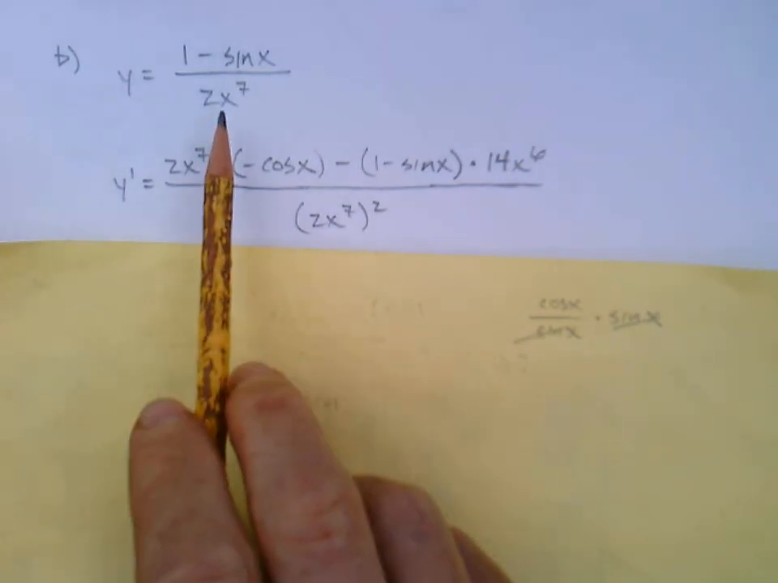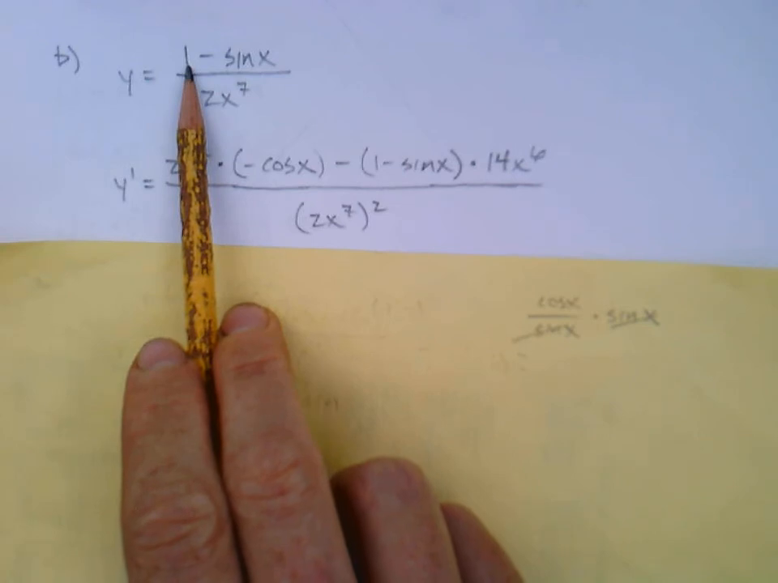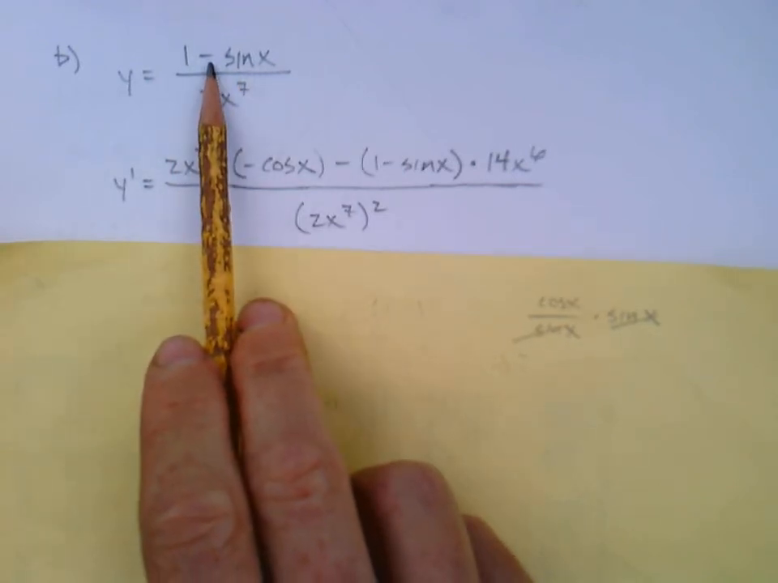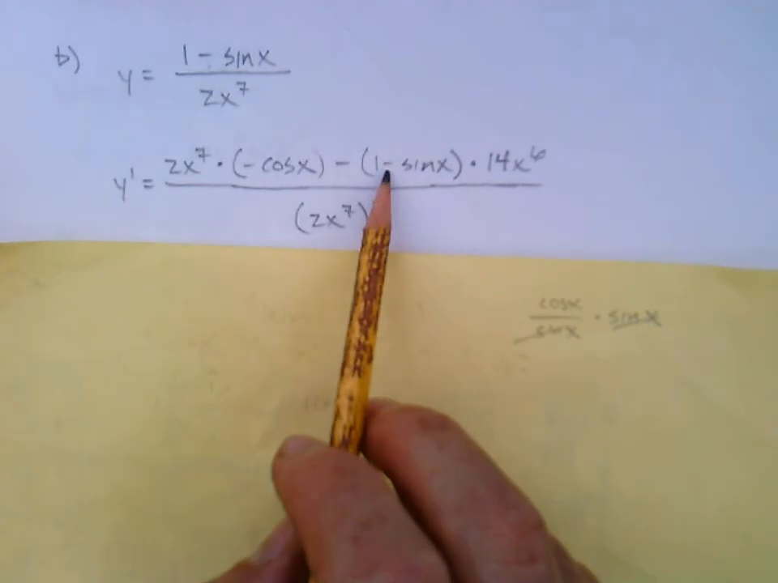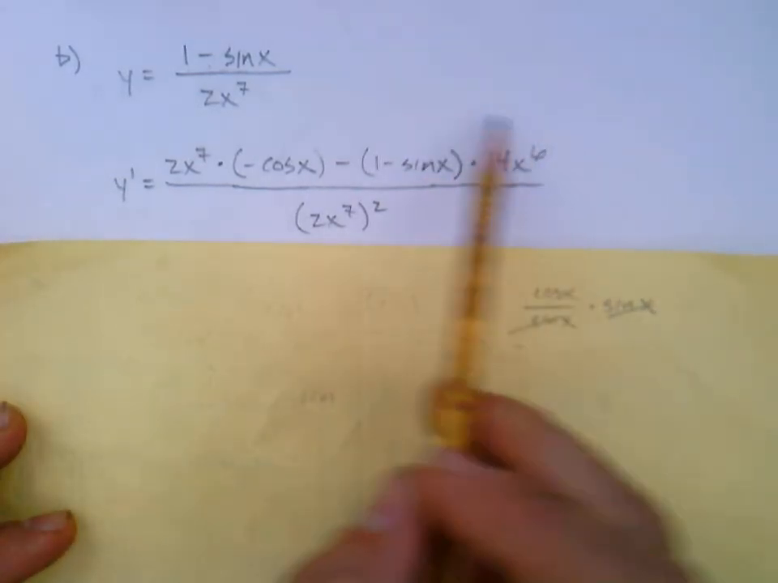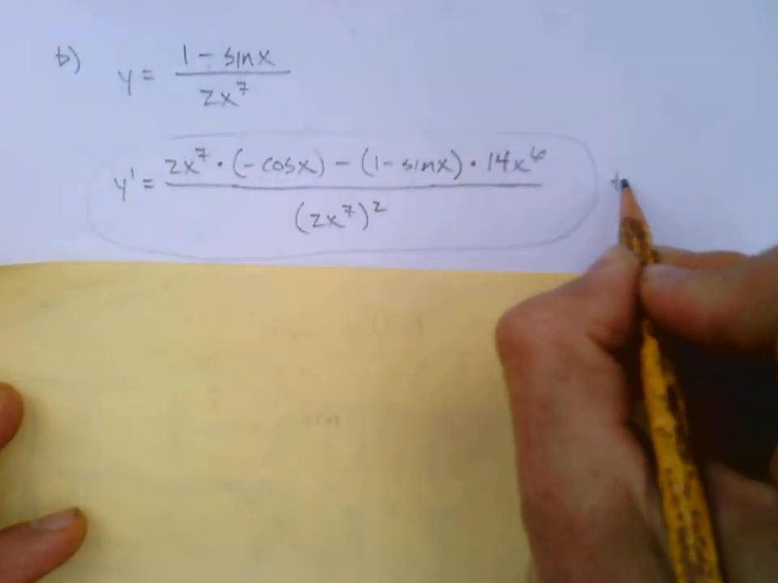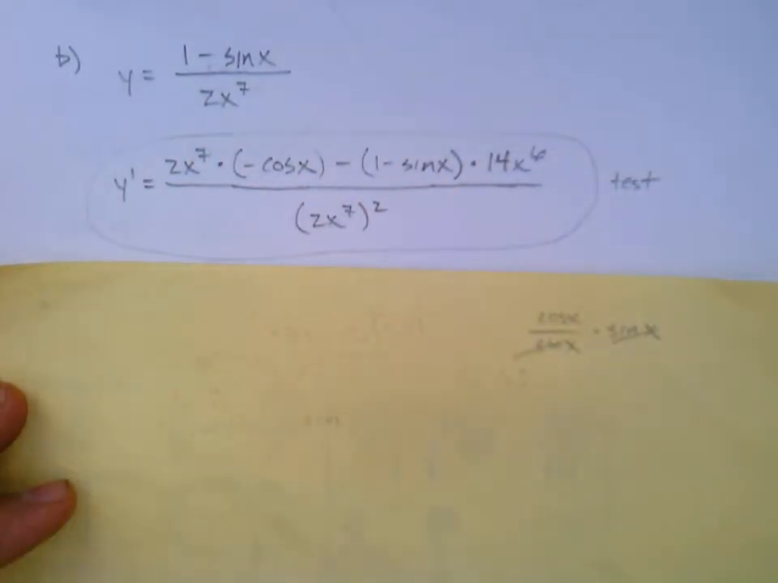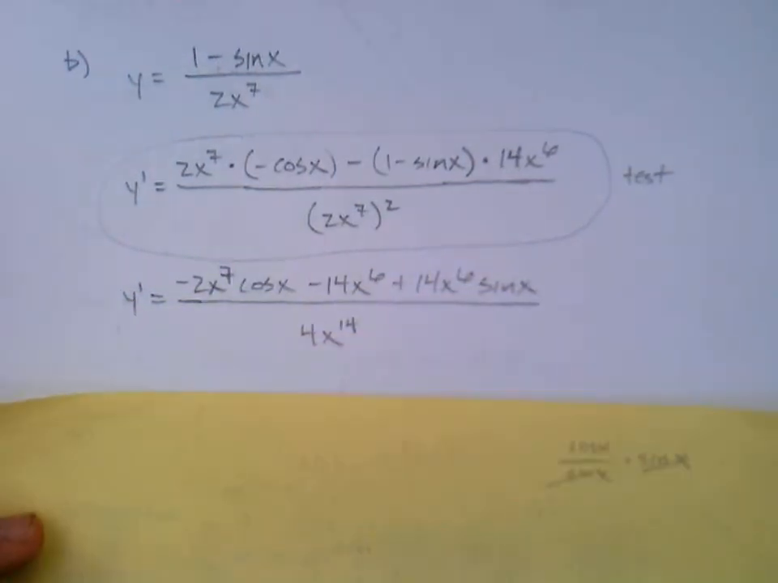So y prime, all right, we got low d high, okay, so the 1 would be 0. The sine would be cosine, and then that negative is like a constant multiple. So negative cosine x right there, low d high, minus high d low, all over the low squared. If this was a test, hey, just circle it right here. You don't have to go any further if you're not simplifying. But if you wanted to, it's worth the practice. There's not a whole lot to do here. I think that's what I've got.